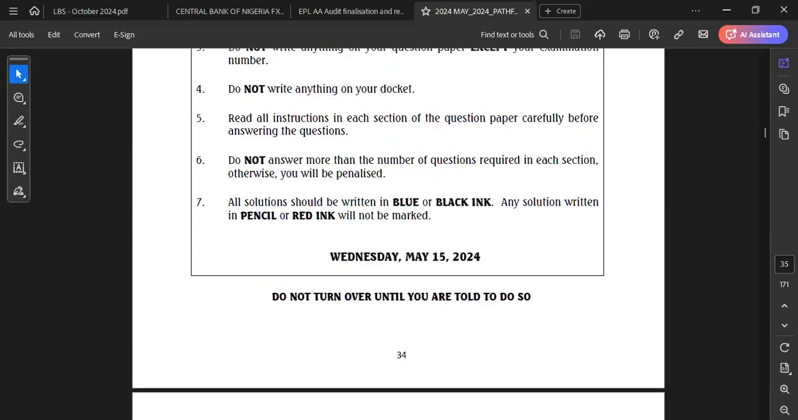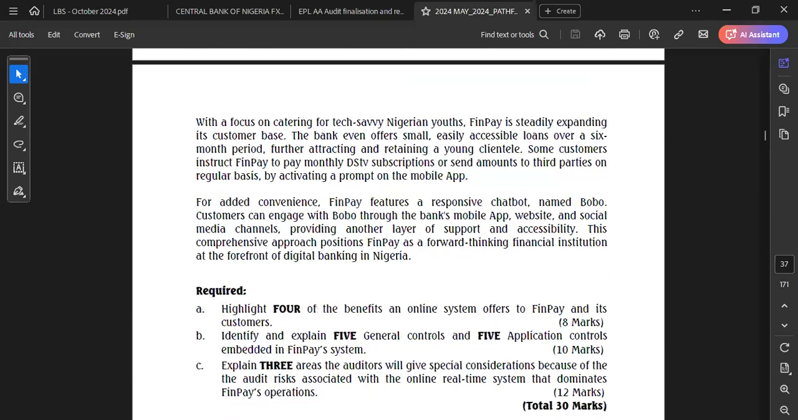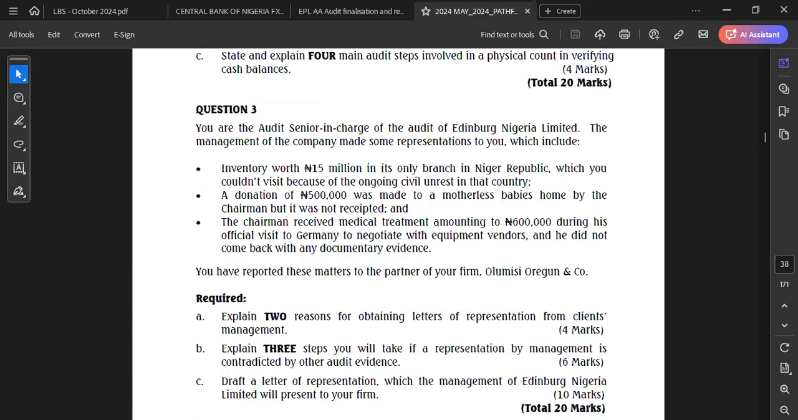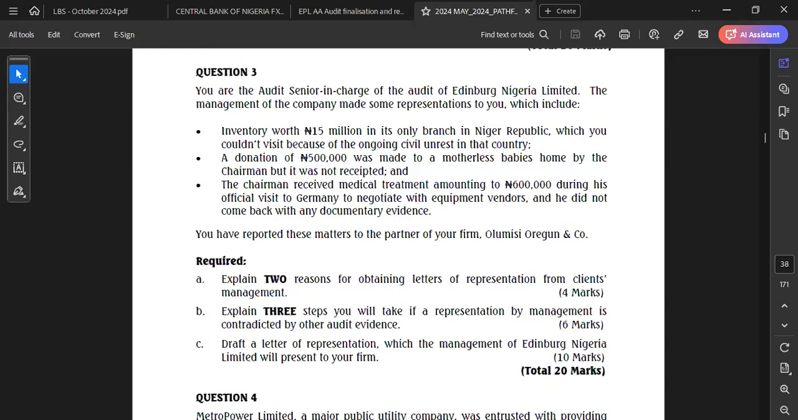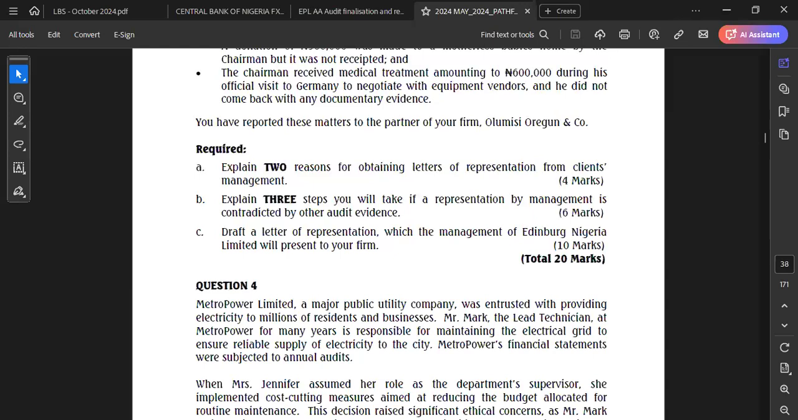So let's look at question 3. This is just this year. Can somebody read the requirement? Explain two reasons for obtaining letters of representation from client management. Explain 3 steps you will take if a representation by management is contradicted by other audit evidence. Draft a letter of representation which the management of Edinburgh Nigeria Limited will present to your firm.